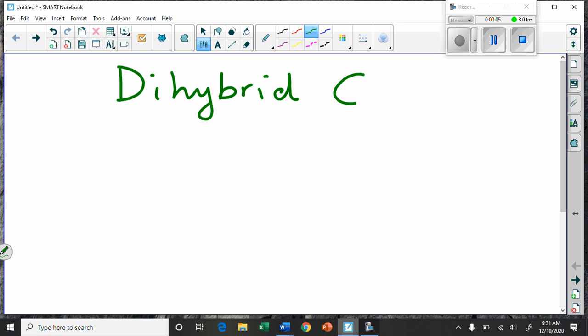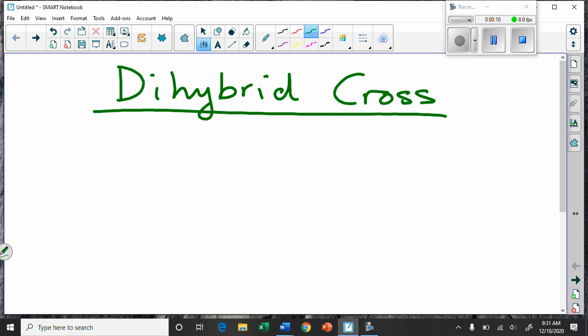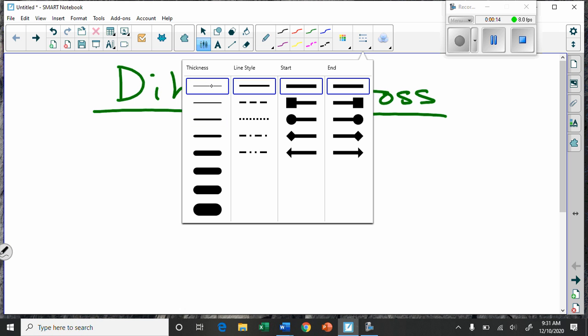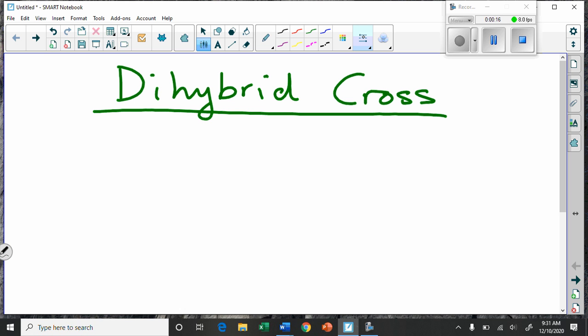So this means we are going to look at two different traits at the same time. Two different traits. I'm going to switch to black just because I like that better. So let's take two traits at the same time. And we'll use Mendel's pea plants because it's easy to keep track of. The first trait is going to be color.